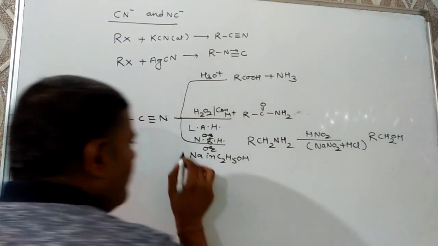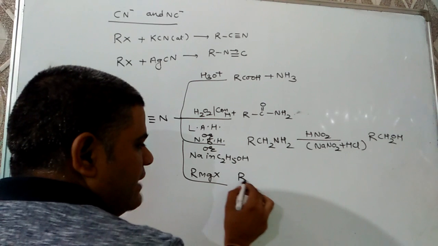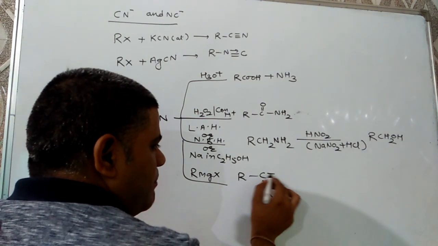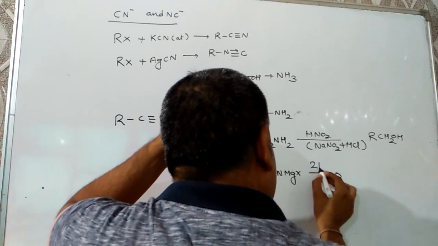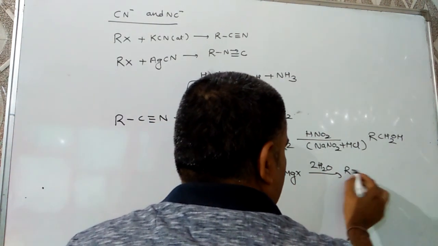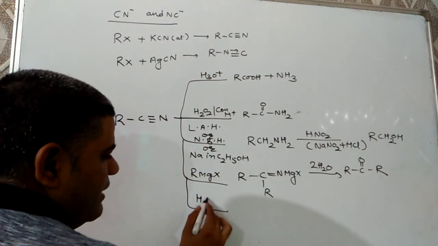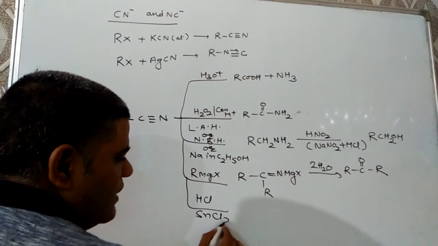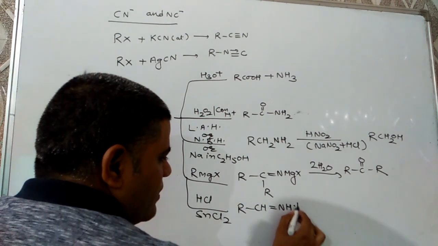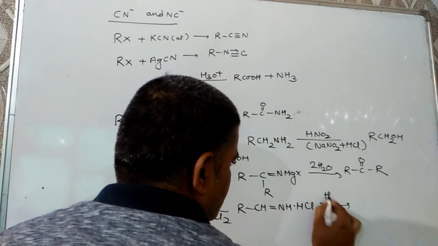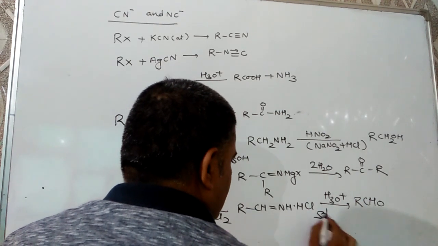Next, when a Grignard reagent is added to it, nucleophilic addition will take place. We will get an addition compound which on complete hydrolysis gives a ketone as a product. And on partial reduction with HCl in presence of SnCl2, first we will get an addition compound RCH=NH·HCl, and that on hydrolysis with water gives aldehyde. That reaction is known as Stephen's reduction.